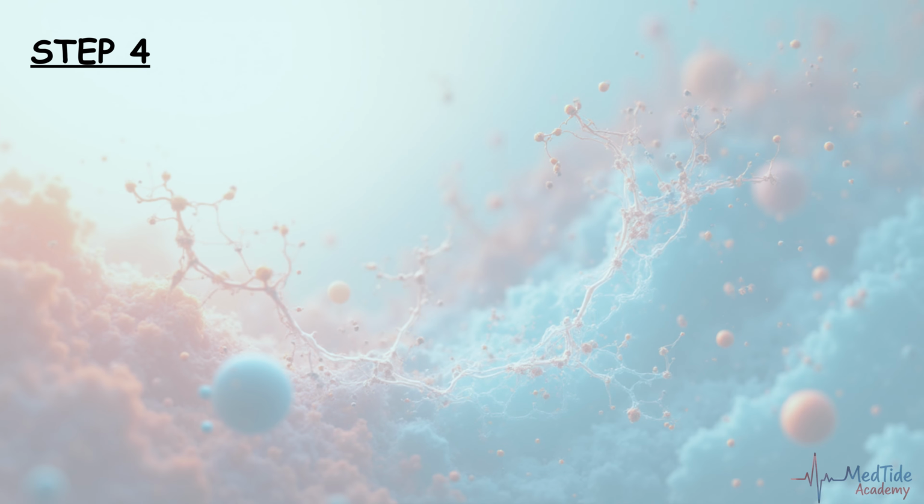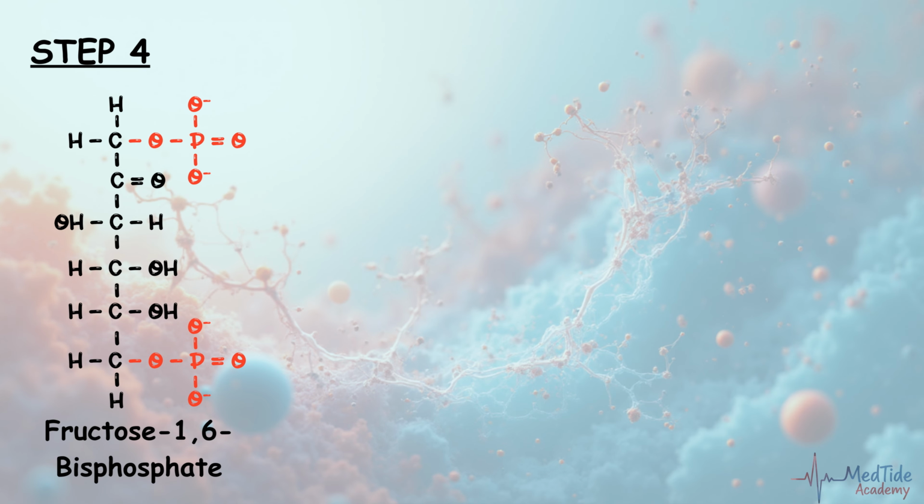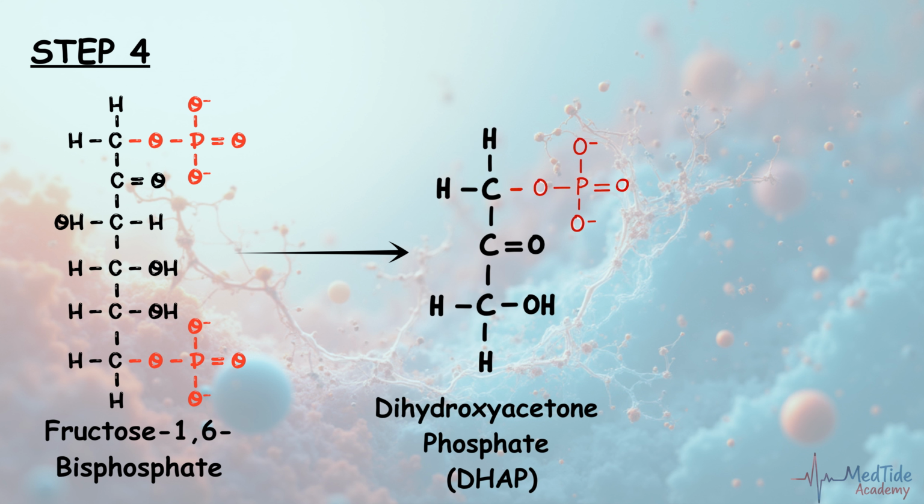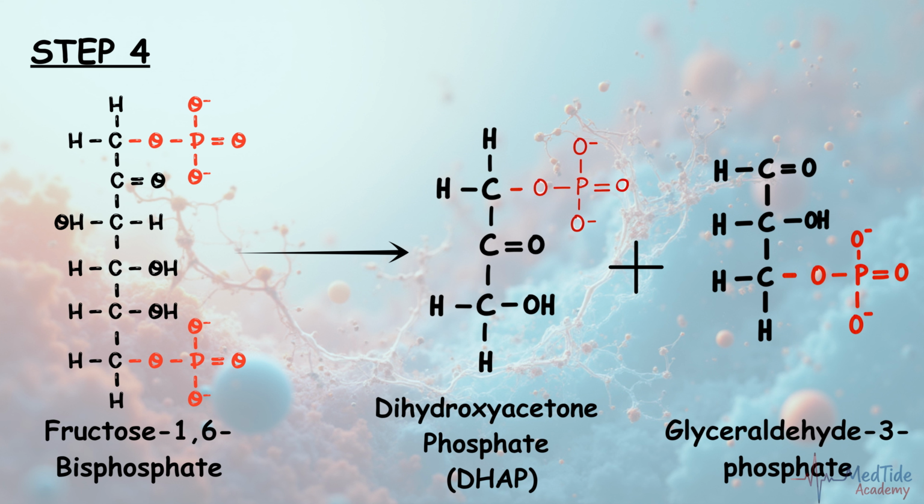Moving on to step 4, fructose 1,6-bisphosphate, which has 6 carbon atoms, is cleaved into 2 molecules of 3 carbon atoms each. These molecules are dihydroxyacetone phosphate, DHAP for short, and glyceraldehyde 3-phosphate. This cleavage is catalyzed by the enzyme aldolase, and it is reversible.